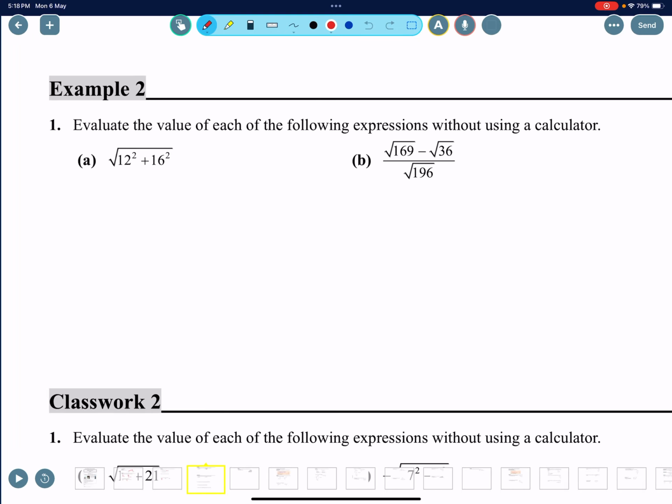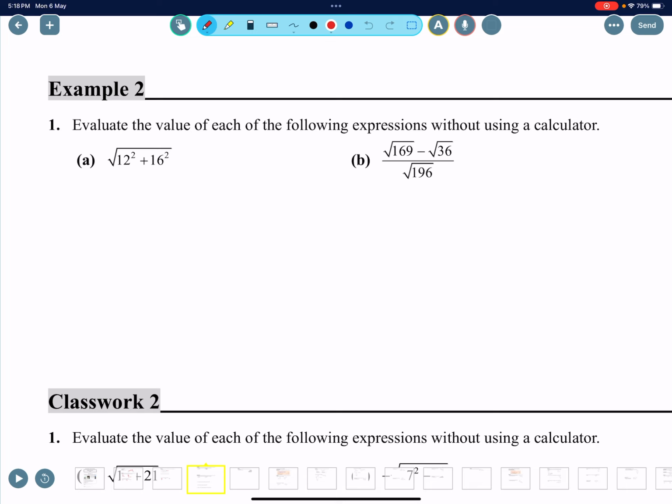Now let's do these. These are the more complicated ones. What we can do here is probably... What am I gonna do? Let me think.